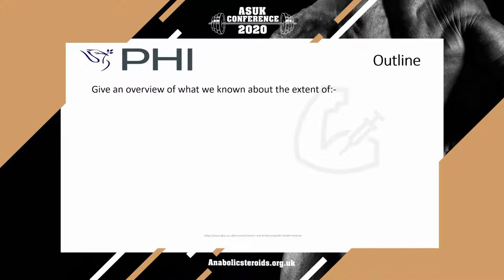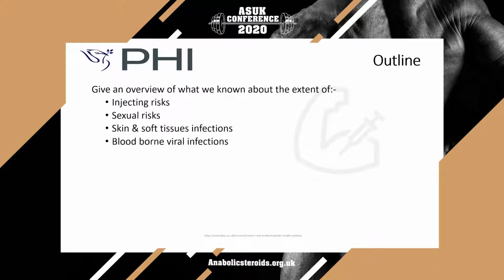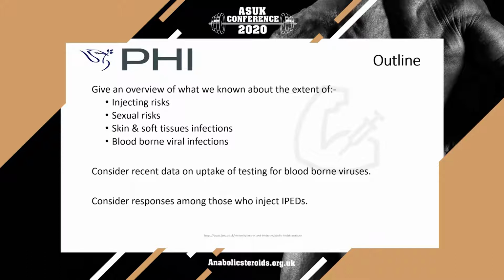In this presentation, I'm going to give an overview of what we know about the extent of injecting risks, sexual risks, skin and soft tissue infections, and blood-borne viral infections among people who inject image and performance-enhancing drugs. This data is drawn from samples of individuals who are predominantly injecting anabolic androgenic steroids and allied drugs. I will then go on to consider recent data that's currently in press that's looked at the uptake of testing for blood-borne viruses among people who inject image and performance-enhancing drugs, before going on to consider what these data mean in relation to responses to infections among those who use and inject image and performance-enhancing drugs.